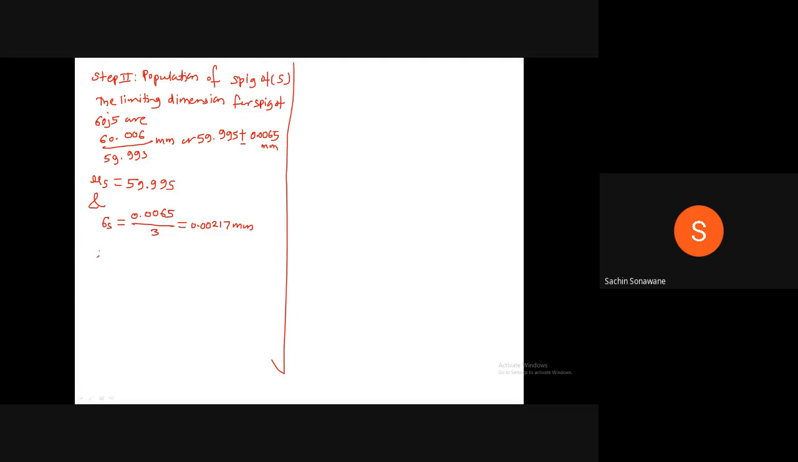Now step 3, population of interference. Therefore, mu I is equal to mu s minus mu r, which is equal to 59.995 minus 60.0095, which is equal to minus 0.01 mm.